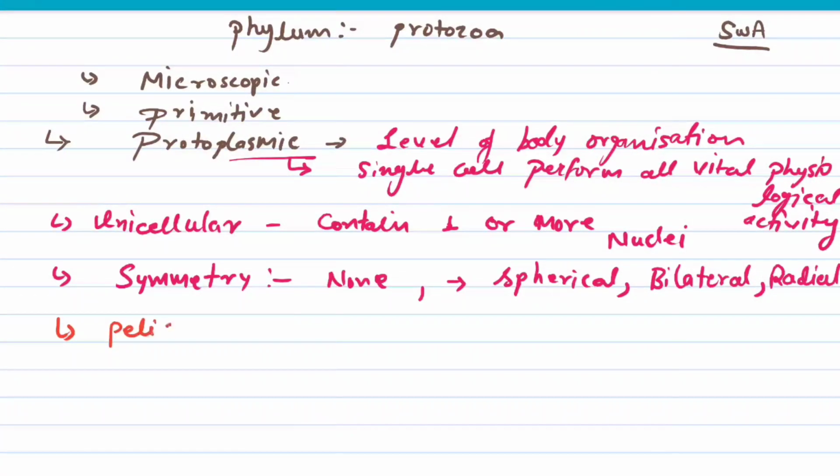Then pellicle. So what is pellicle? Pellicle is the outer boundary, a soft cell covering below the cell membrane, a proteinous boundary that can be present in unicellular organisms. It decides and maintains the structure of the organism, and also helps in some physiological activity. We can define it as a body bounded by pellicle, a soft covering.